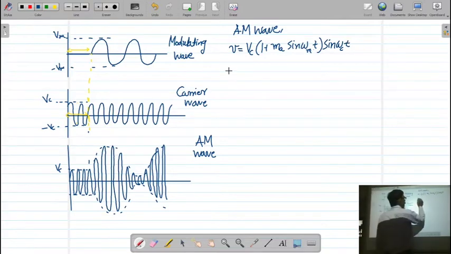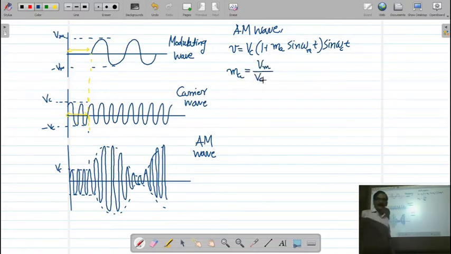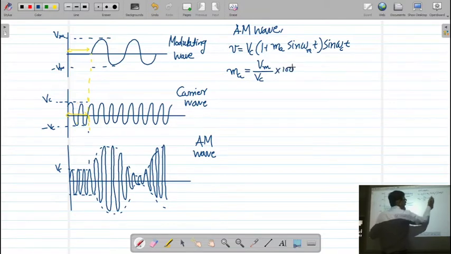Here, what is the modulation index? Ma is the ratio of the amplitude of the modulating signal to the amplitude of the carrier wave. So from this waveform we will try to calculate Vm and Vc. This modulation index we normally measure in percentage, so multiply by 100.